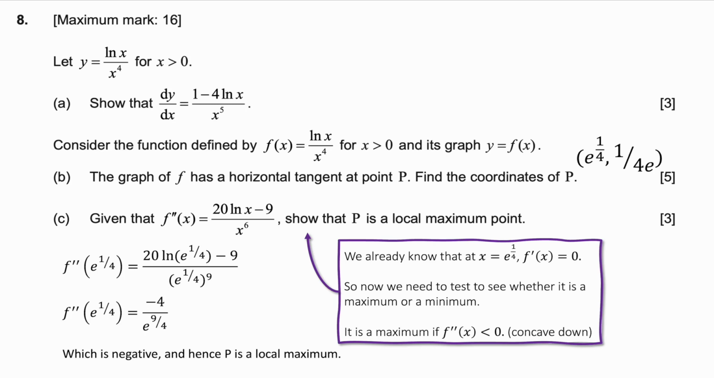And so without actually reaching for our calculator, we can see that that fraction there is negative, a minus divided by a positive. And hence, the second derivative is less than 0, it is concave down, and it is a local maximum. Good.